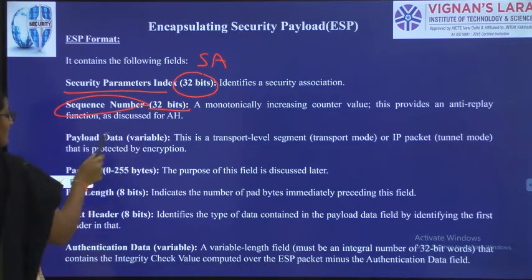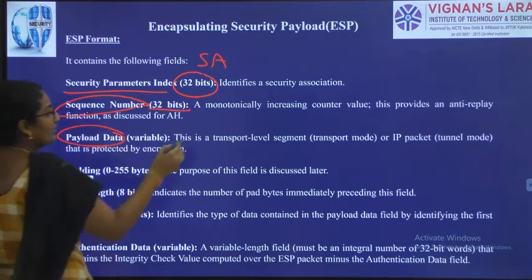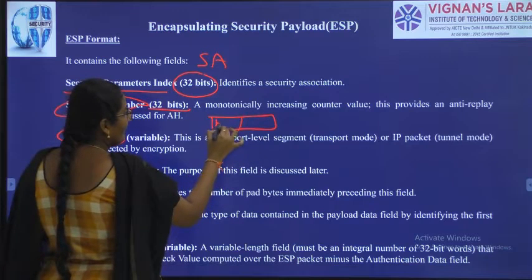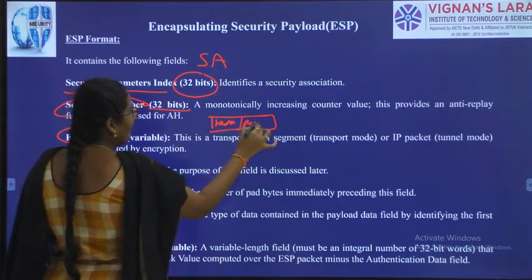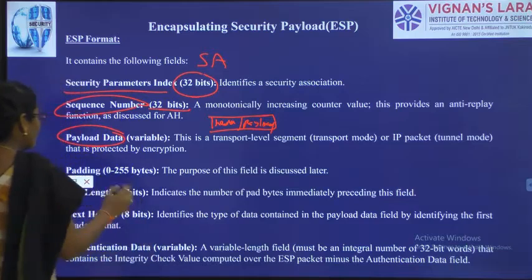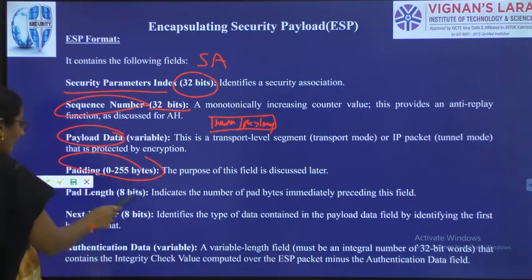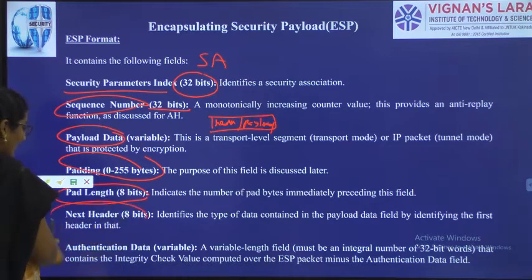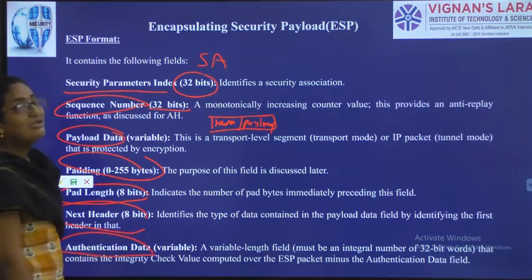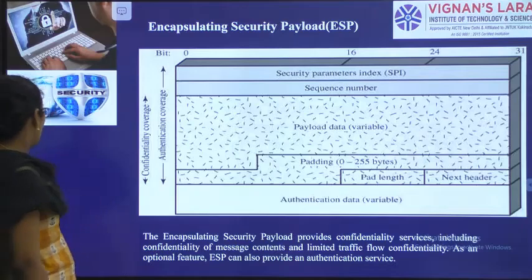The first one is the security parameter index, 32 bits, for the security association. The sequence number, 32 bits, stores all the sequence numbers. Payload data, as I already told you, will take care of both the IP header and IP payload. The next one is padding.